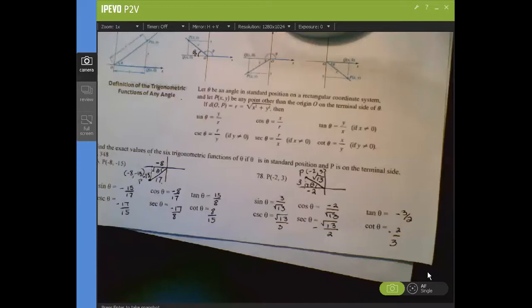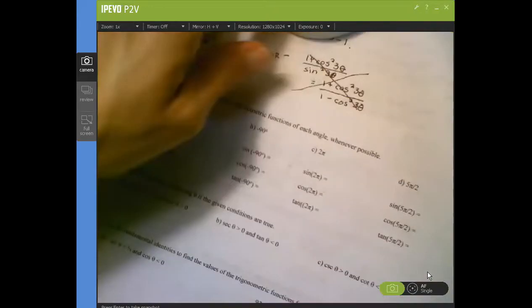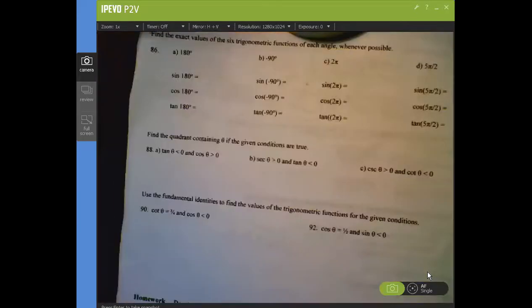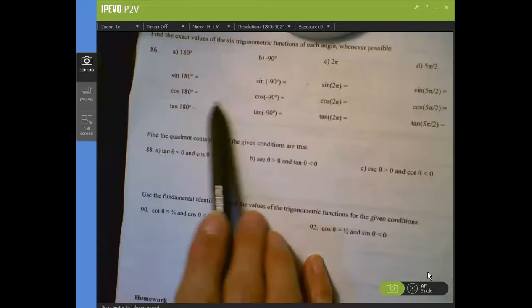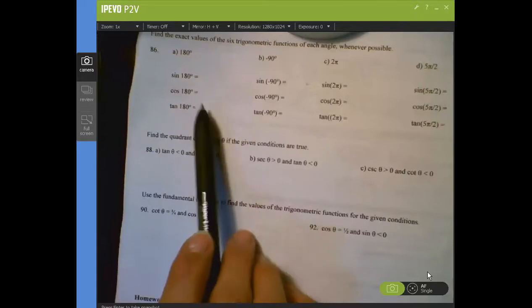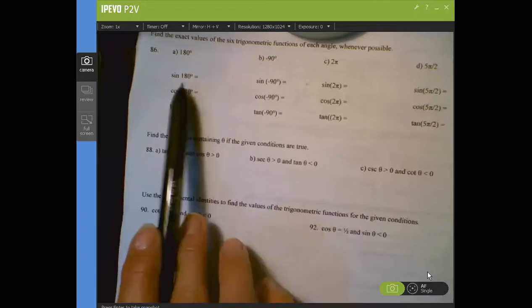All right, we are almost through. I think I need to do 4 more problems. Actually, on number 86, I just want you to use your unit circle that you've drawn to find the 6 trigonometric functions of these 4 angles.